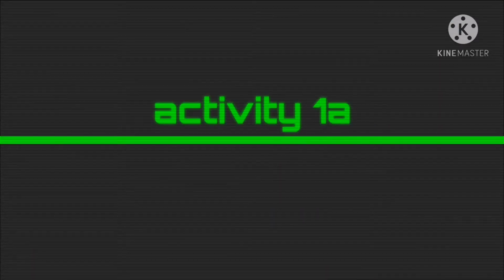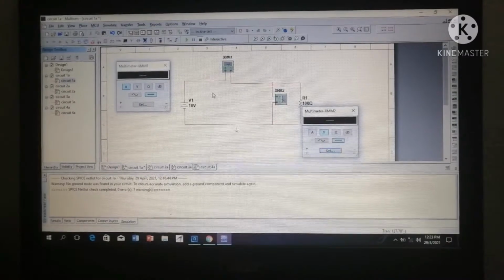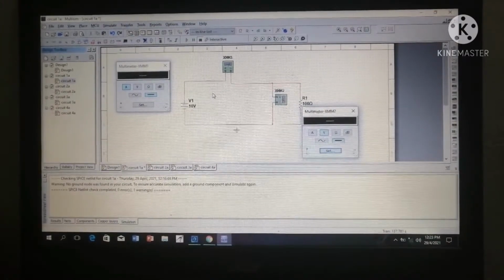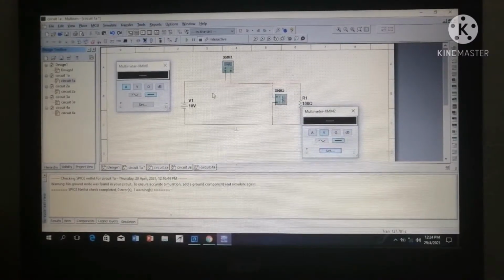Audio Jungle. Okay, assalamualaikum and a very good morning to all of you. Alright, so for the first lab we have two exercises. That is exercise A for the DC measurement of the resistance and exercise B for AC measurement of the resistance. Alright, so we proceed to activity 1A.